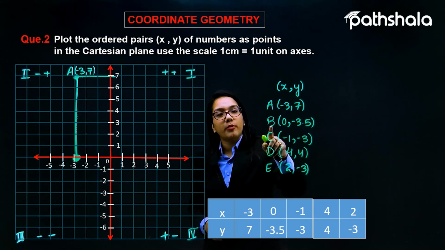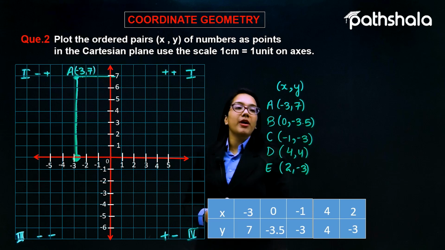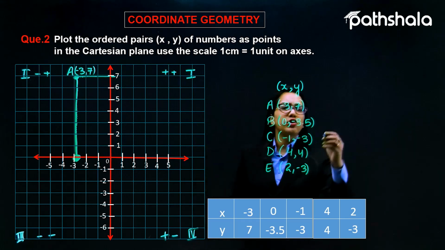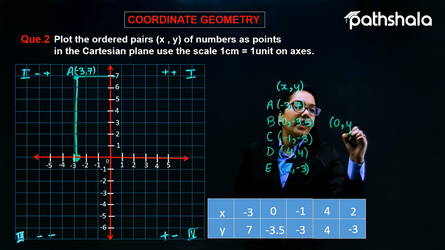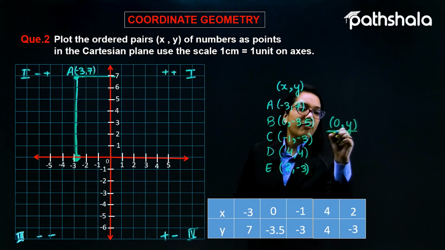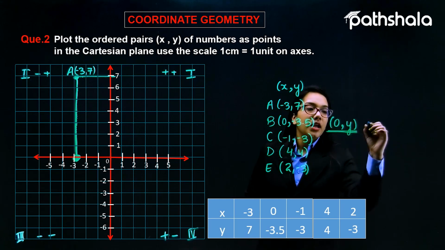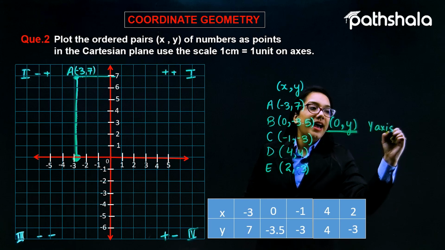Now let's talk about the point B. It is 0, -3.5, so it is of the form 0, y. Whenever we have such a coordinate, we always remember that it lies on the y-axis.